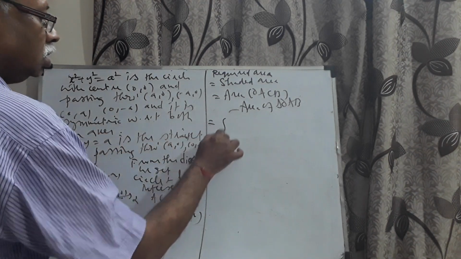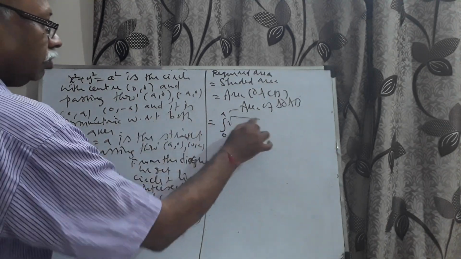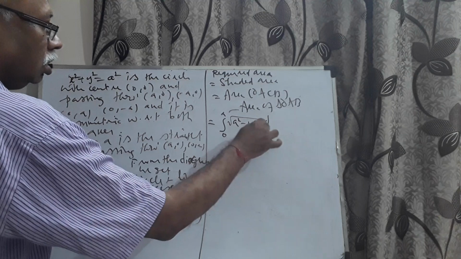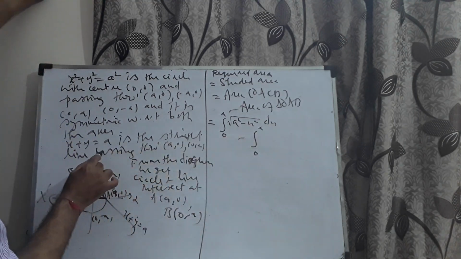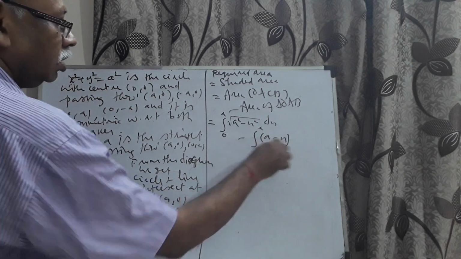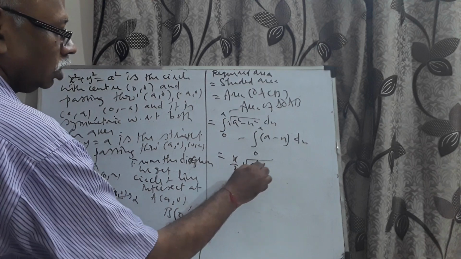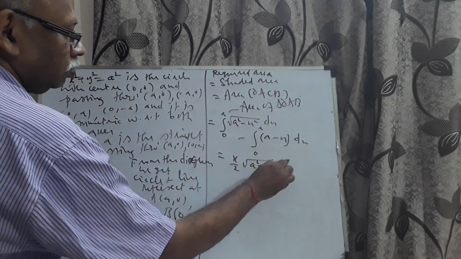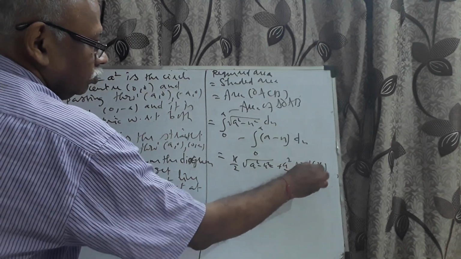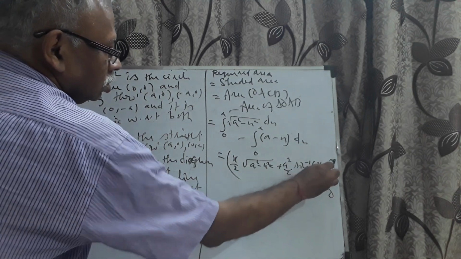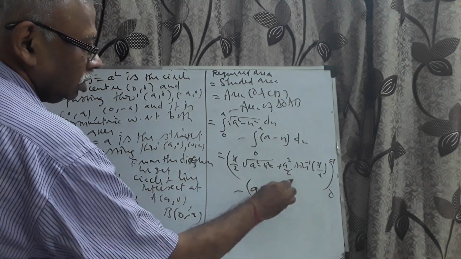Remember carefully. This will be integral 0 to A, y here is root of A square minus x square dx, minus integral 0 to A, the y here will be A minus x dx. Let me apply the formula: x by 2 root of A square minus x square plus A square by 2 sine inverse x by A. It's a direct formula. 0 to A, minus ax minus x square by 2, 0 to A.